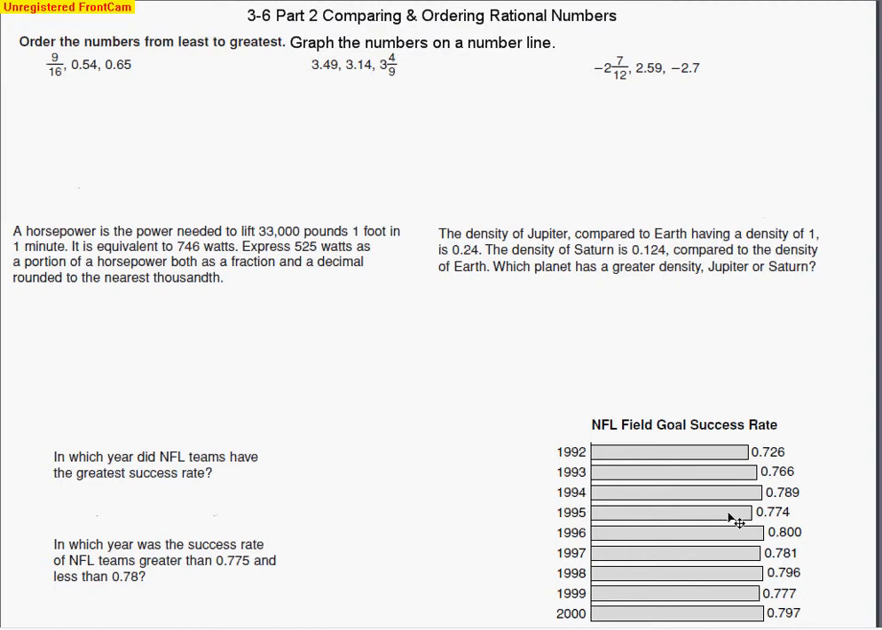This is the second day on section 6 of chapter 3, comparing and ordering rational numbers. So let's take a look at our first problem here. It asks us to order the numbers from least to greatest, and then we're going to graph them on a number line. So let's go ahead and change this 9/16 to the decimal form.